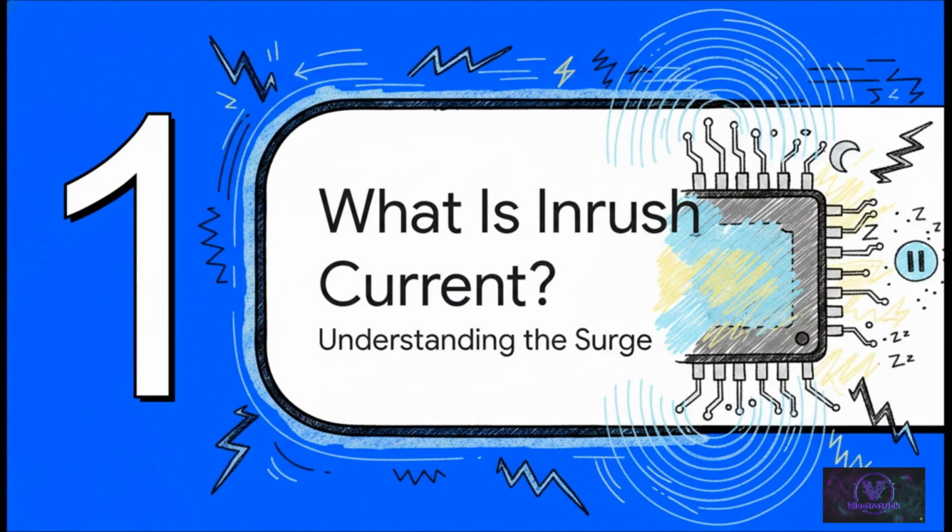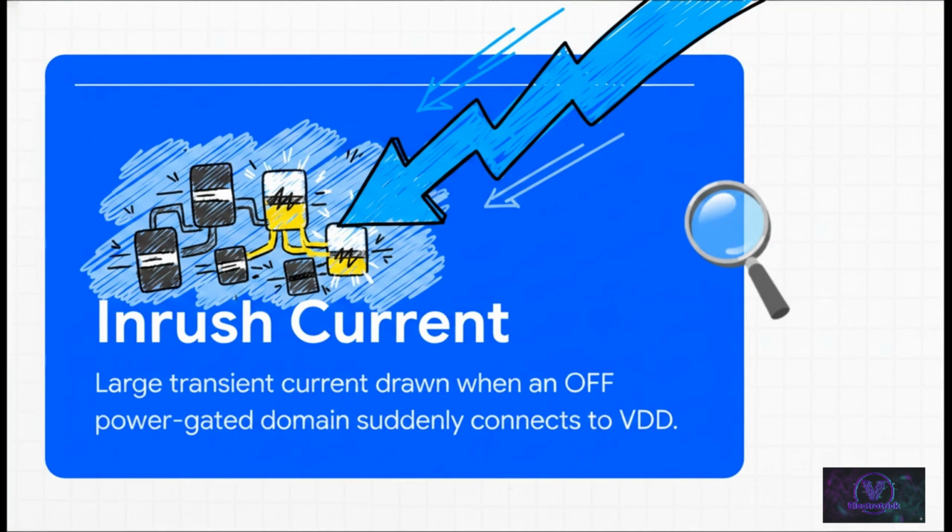Section 1. What is inrush current? Let's break down the surge. So, by definition, inrush current is that massive, transient current drawn when a previously off power-gated domain, which is sitting at 0 volts, is suddenly connected to VDD. Just think about the physics for a second. That off domain is completely discharged. Suddenly slamming it connected to your main power supply creates this aggressive immediate surge. Why? Because the system suddenly has to charge up all those internal capacitances, the interconnect routing, every single cell node in that block, all at once.